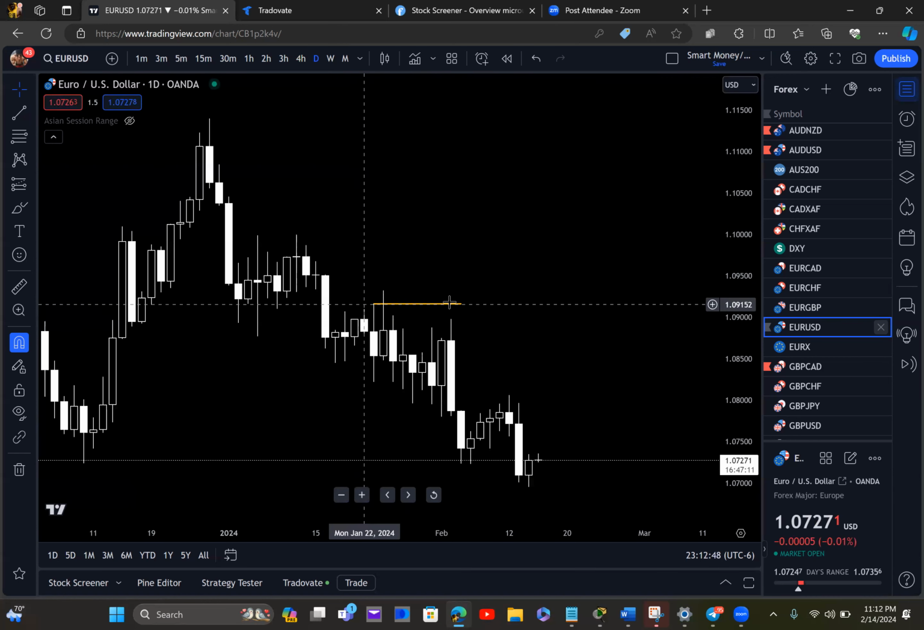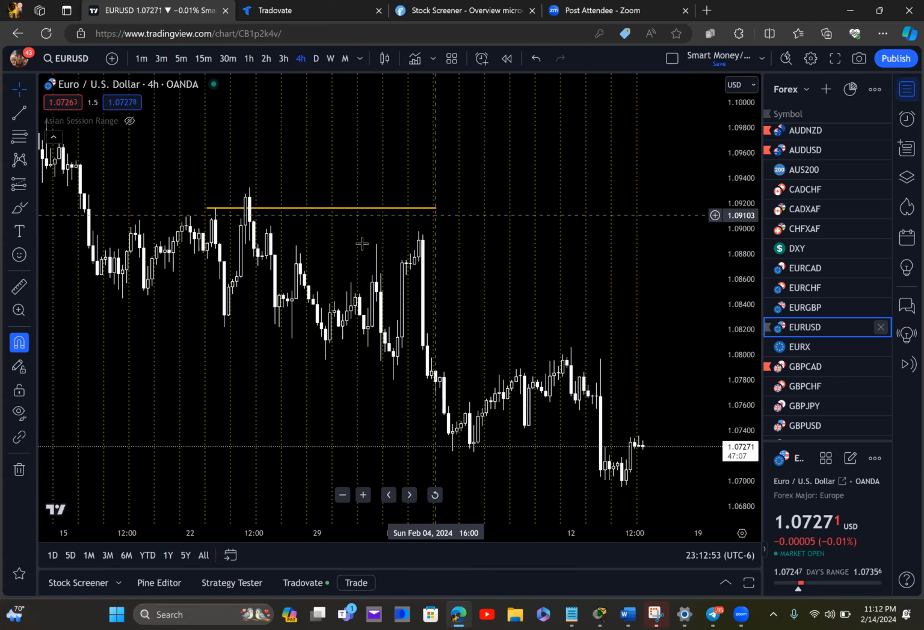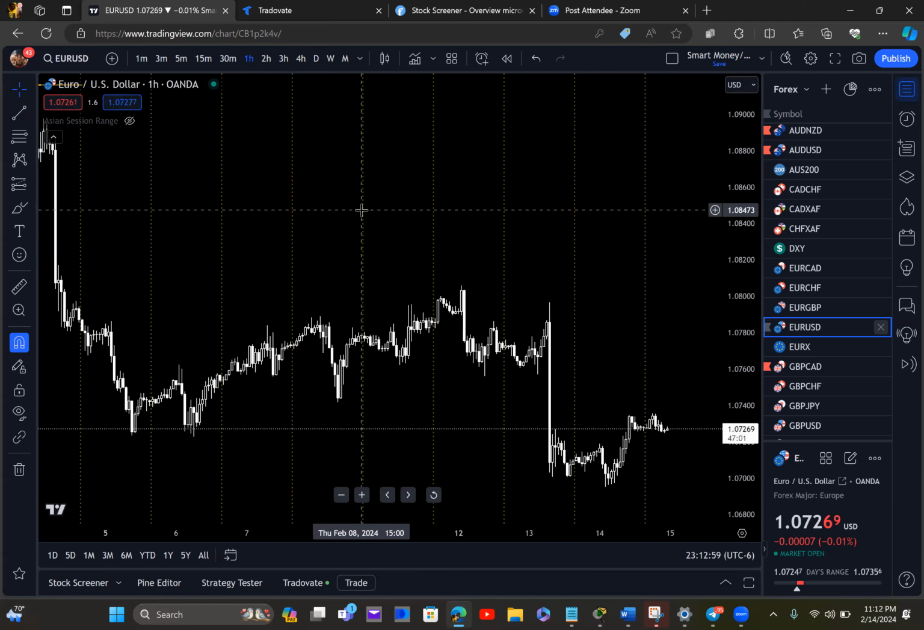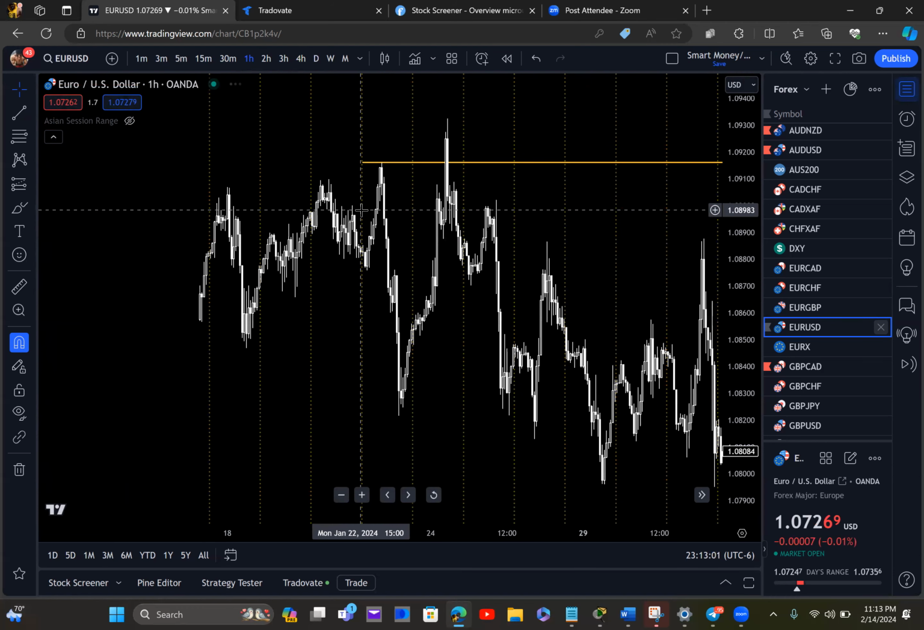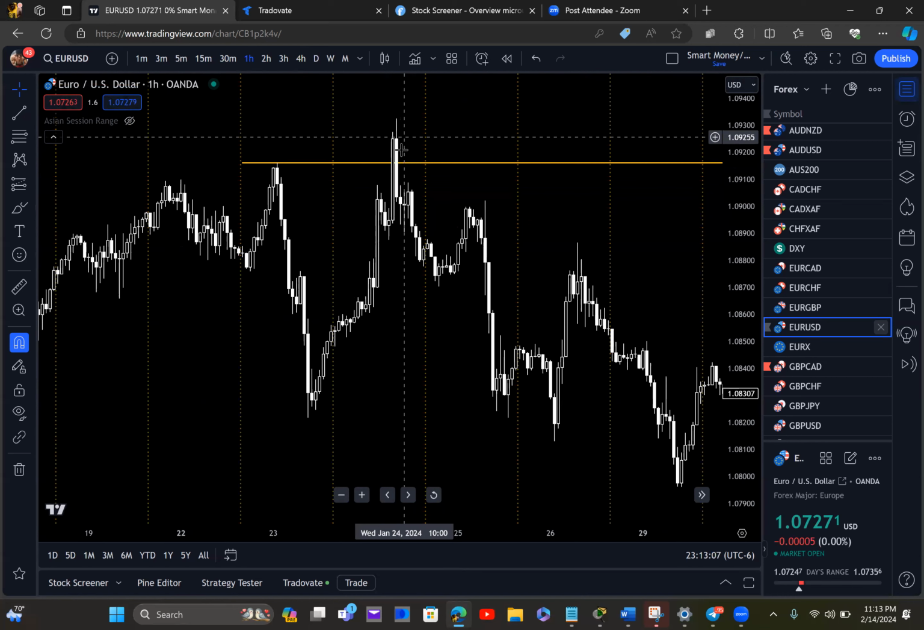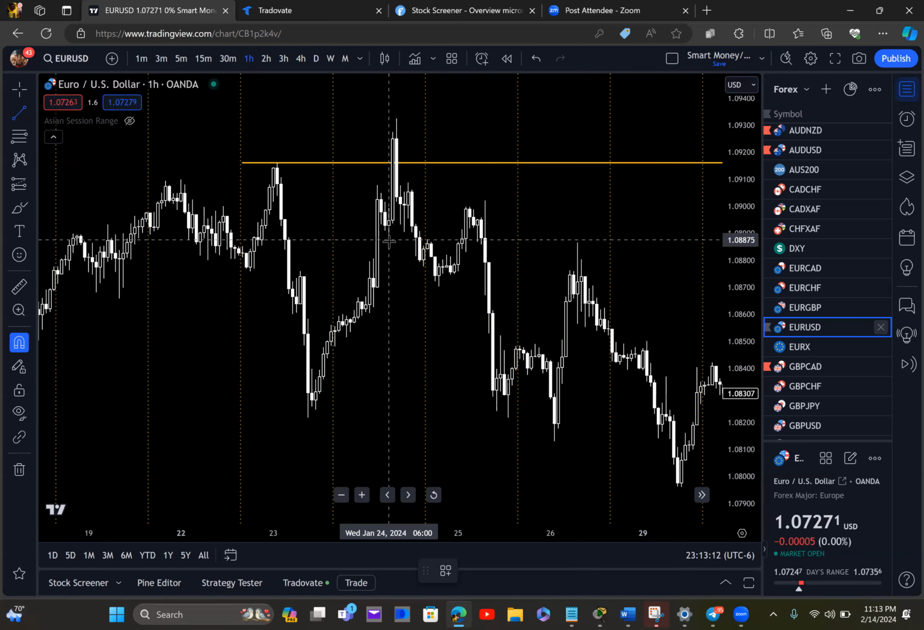Daily. Once you find it on the daily, you can go to the 4 hour to look at it, see how it looks. But you want to go to the 1 hour, definitely. Once you get to the 1 hour, you see where it grabbed liquidity. Look for that break of structure. The break of structure came here. This was our break of structure.